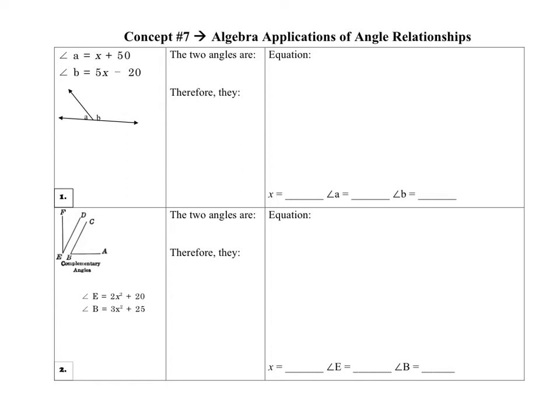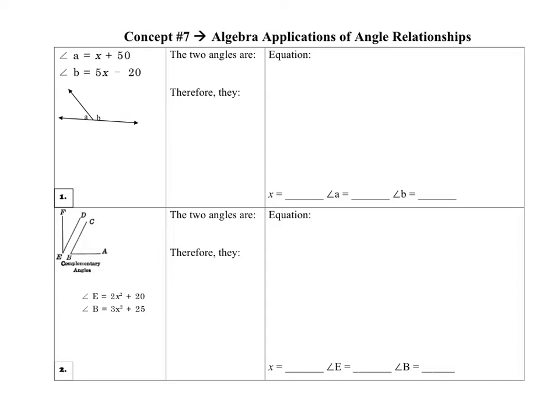Hi everyone! Now that you've learned about different types of angle relationships, we're going to combine that with algebra and solve equations to find actual angle measurements. So in each one of these problems, we need to first identify the type of relationship between the angles. Are they complementary? Are they supplementary? Are they vertical angles, etc.? And then we'll figure out how to write an equation based on their relationship.